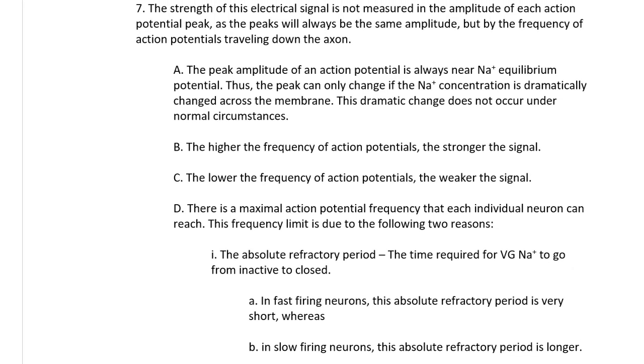The strength of this electrical signal is not measured in the amplitude of each action potential peak, as the peak will always be the same amplitude, but by the frequency of action potentials traveling down the axon. The peak amplitude of an action potential is always near sodium's equilibrium potential. Thus, the peak can only change if the sodium concentration is dramatically changed across the membrane. This dramatic change does not occur under normal circumstances. So what is this saying?